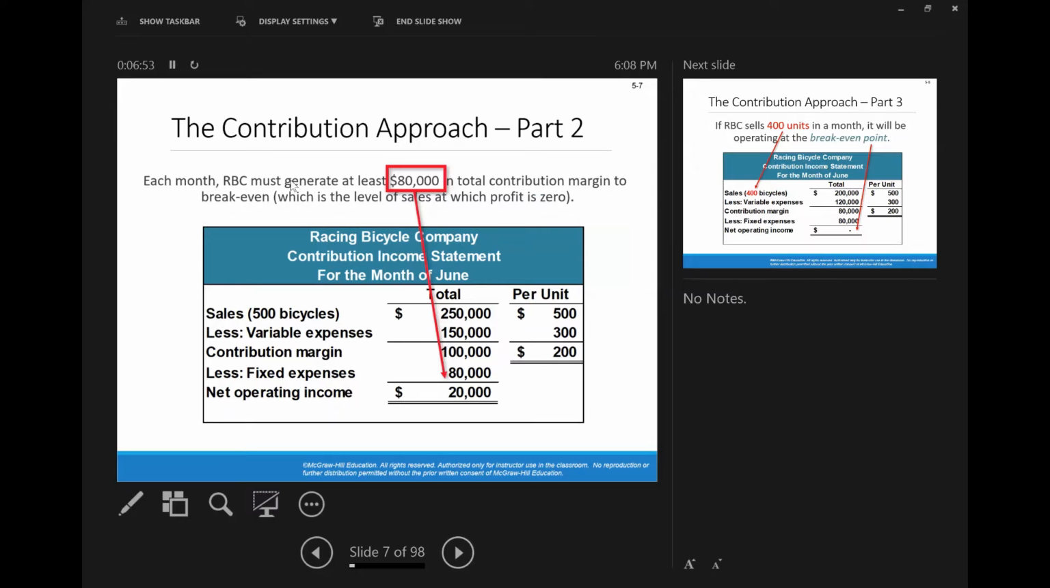Okay, so each month they must generate at least 80,000 in total contribution margin to break even. So anything over that is our profit. We just saw that on the last screen. If we had 100,000 in fixed costs, we would have a zero profit, so we would be at our break even. So selling the 500 units at $500 and having that variable expense of 300, if the fixed expense was 100,000, we would know, okay, that's my break even point. In this example right now, we're showing a profit of 20,000.